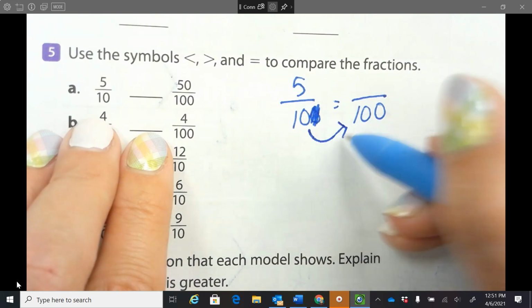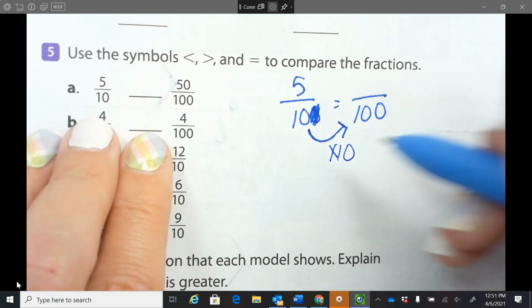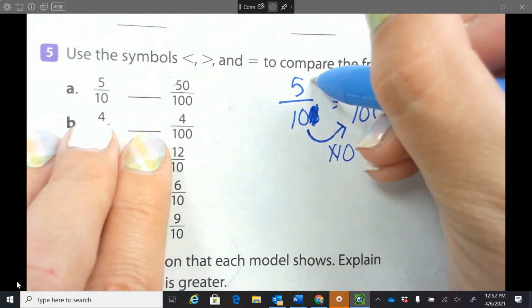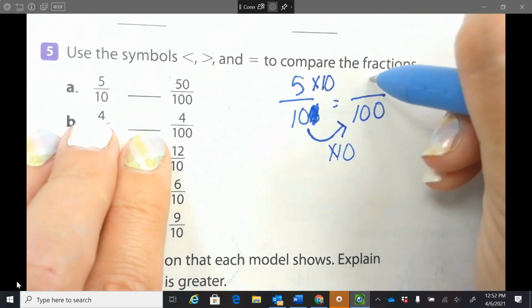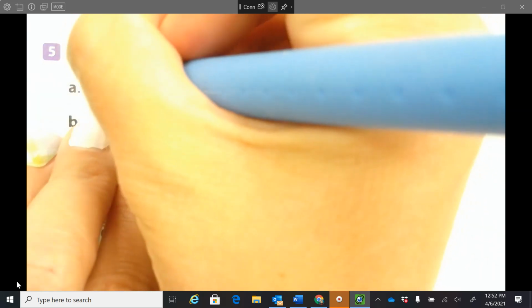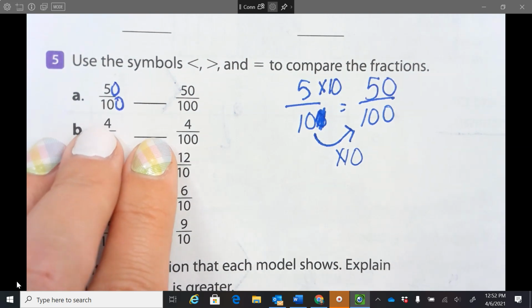Bentley, how do I go from 10 to 100? You go from times 10. Times 10. And when you do it to the bottom, you do it to the top. Beautiful. So I'm going to multiply 5 by 10, and I get 50. So this becomes 50/100s. What symbol do we put in the middle? Equal sign.